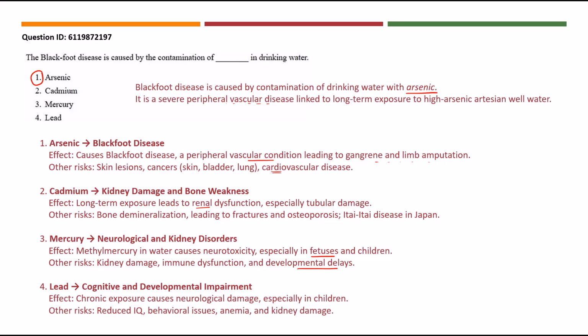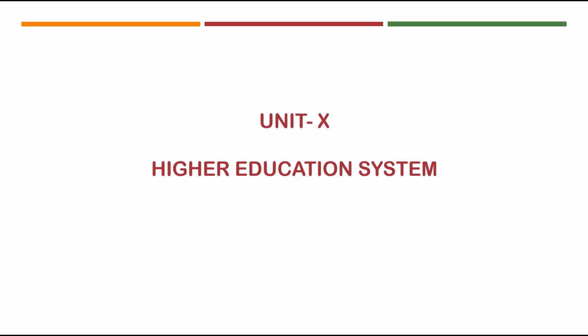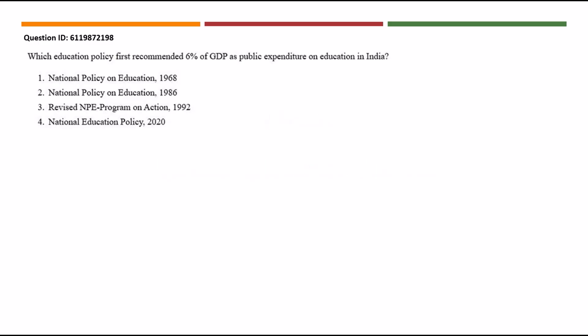We have completed Unit 9. We will move on to Unit 10, Higher Education System. Which education policy first recommended 6% of GDP as public expenditure on education in India? They are asking whether it's the National Policy on Education 1968, 1986, 2020 or the revised NPE Program of Action 1992.